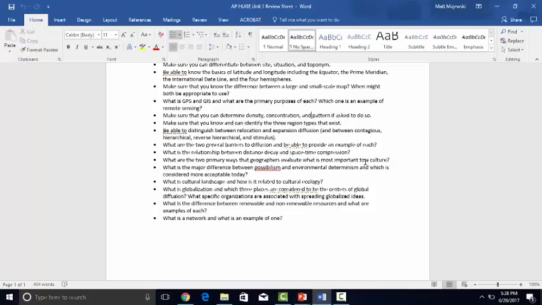All right? What's the major difference between possibilism and environmental determinism, and which is considered more acceptable today? Okay, so environmental determinism is simple. It says the environment solely determines how your culture develops. That every culture in the world is based on the environment in which they live. So this was an idea that was really popular throughout most of geography up until about the 1900s. This was common. It led to a lot of racism and stereotypes.